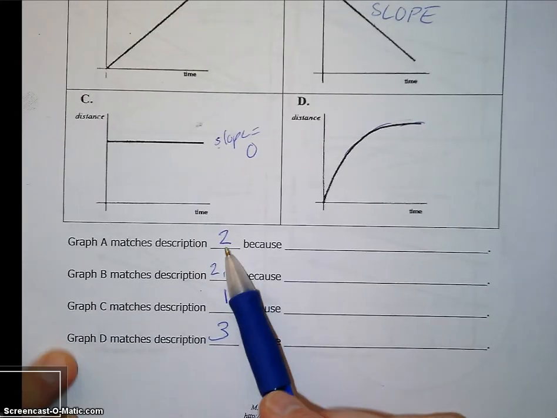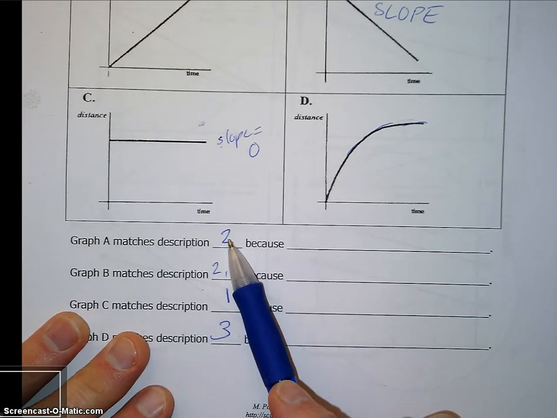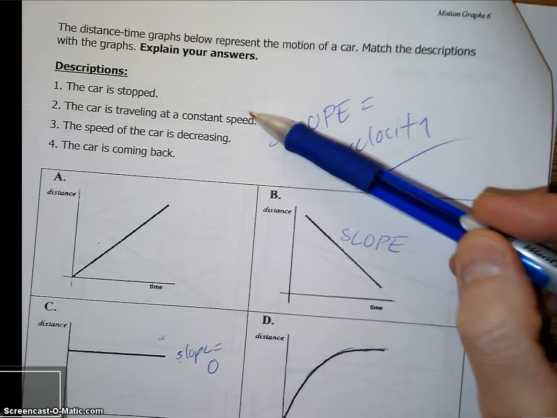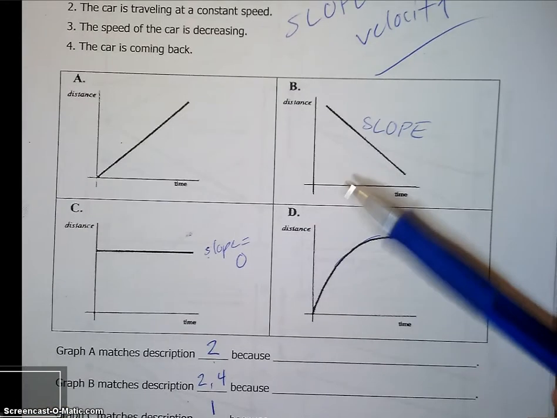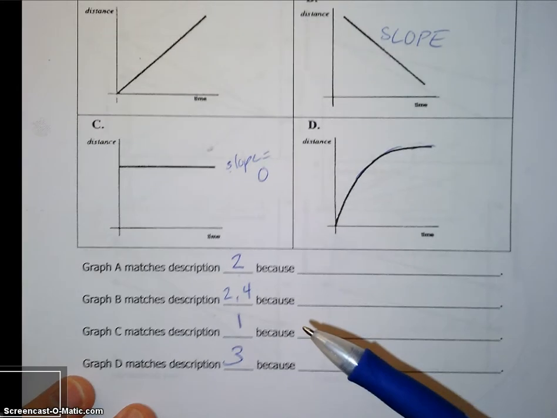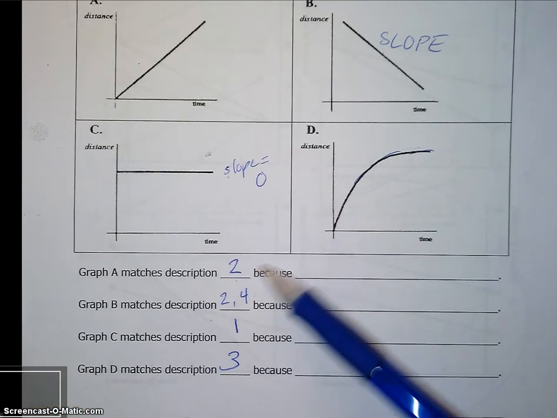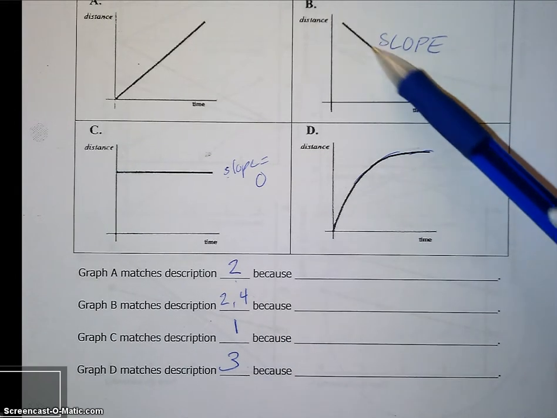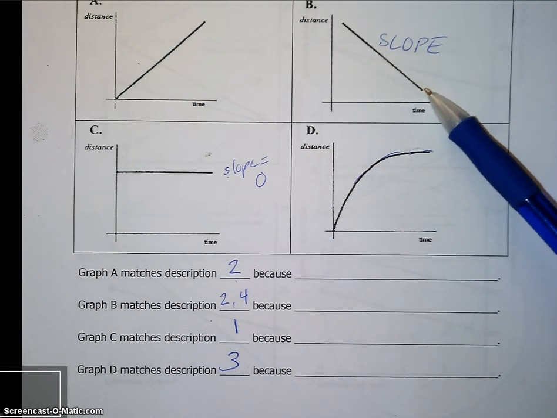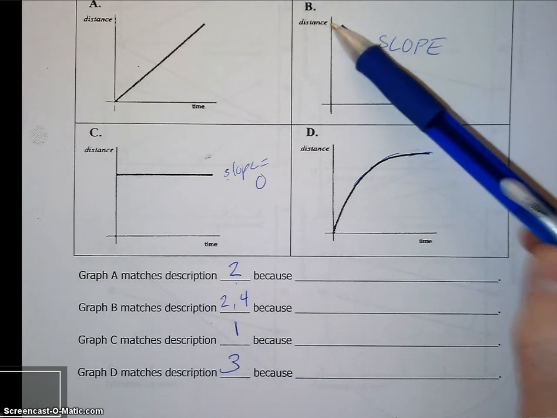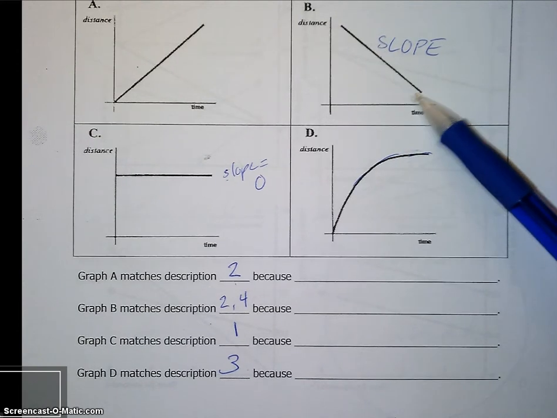Graph A matches description 2 because the car is traveling at constant speed. It has a constant slope, and slope is velocity. Graph B matches descriptions 2 and 4. Graph B, the car is traveling at constant speed. It has a constant slope. Also, the car is coming back because it starts at a large distance and ends at a smaller distance. It's as if it's going toward the motion sensor.